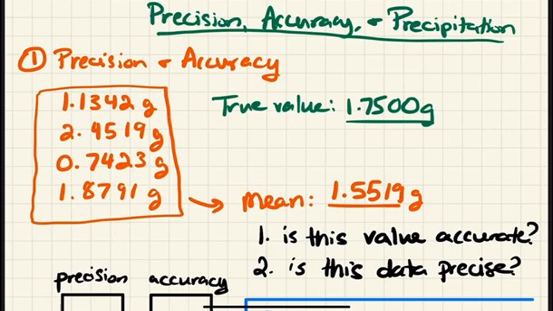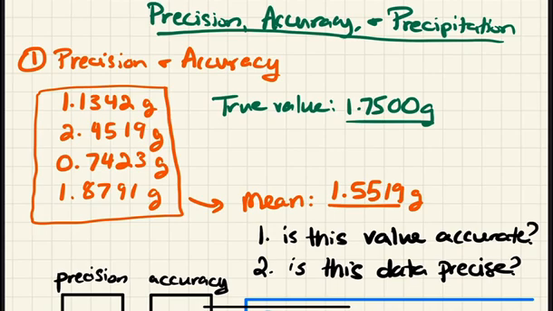As you can see, these values are pretty spread out and do not seem to be very close to the actual true value that we are attempting to measure. But one way that we could consider this data is to take a mean value of all of our different measurements and see if it's close to the true value. So I took the mean of this data and found a value of 1.5519 grams.